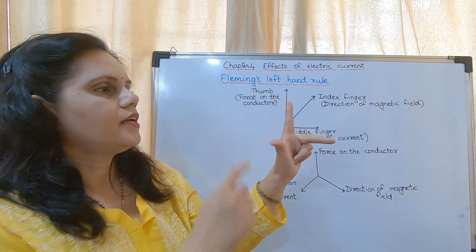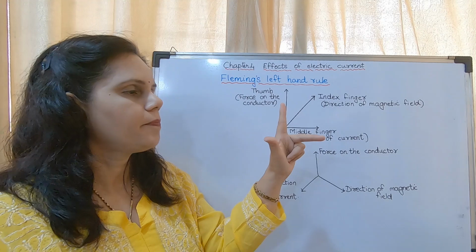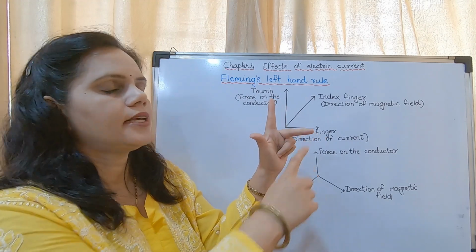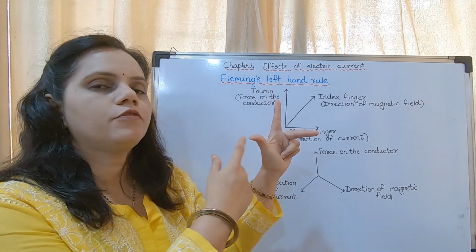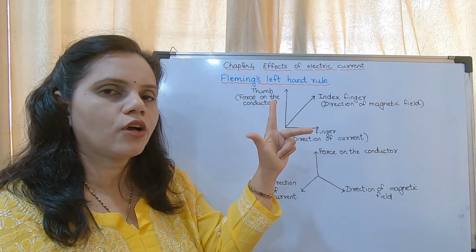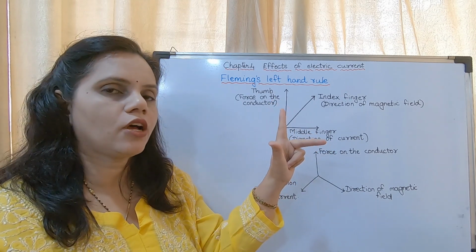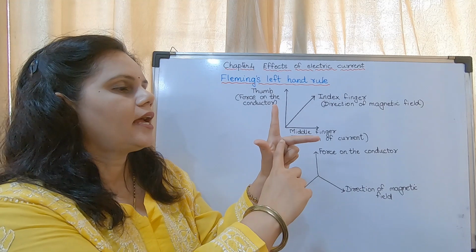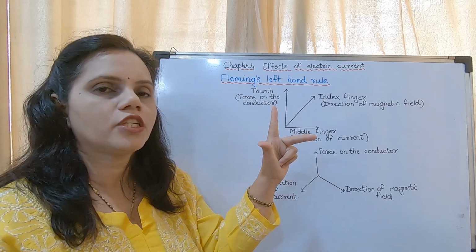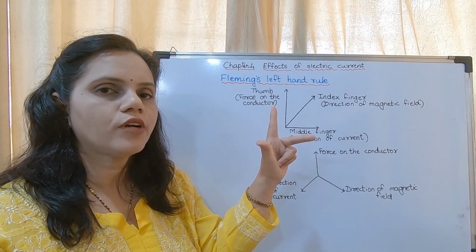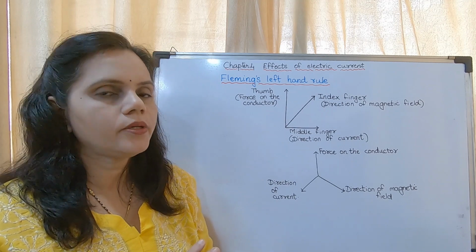If the index finger shows the direction of magnetic field and the central finger shows the direction of current, then the thumb will show the direction of motion of conductor. All the three are perpendicular to each other.